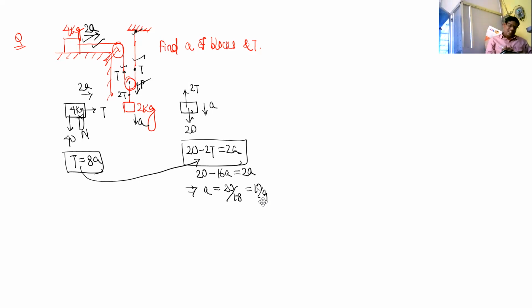All right. And now we can find out T from here. So T can be 8a. So 80 by 9, 80 by 9 like that. अच्छा, similarly another question, another question of a type.